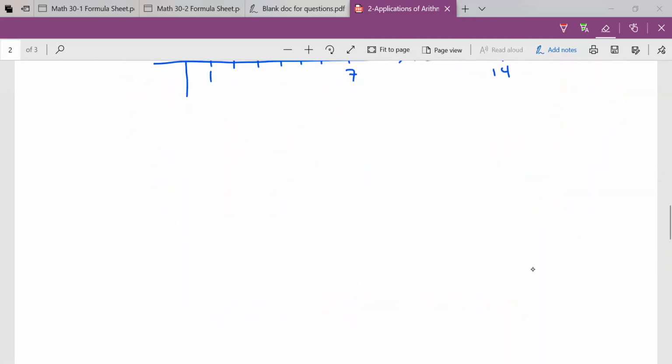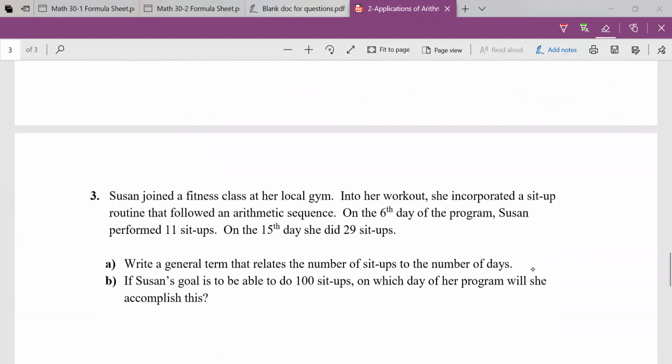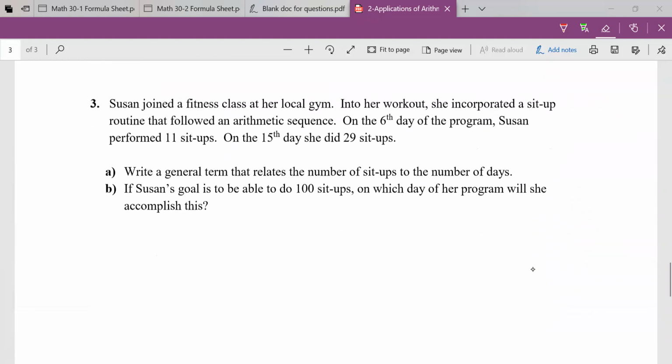Now, one more question we want to look at here. Here's an actual application question. So Susan joined a class at her local gym, and in her workout, they put in a sit-up routine. So it's an arithmetic sequence.